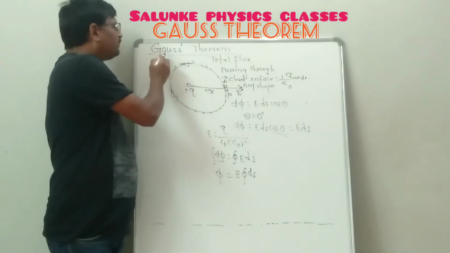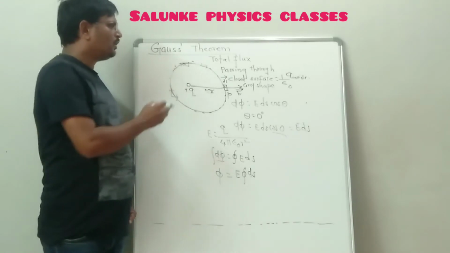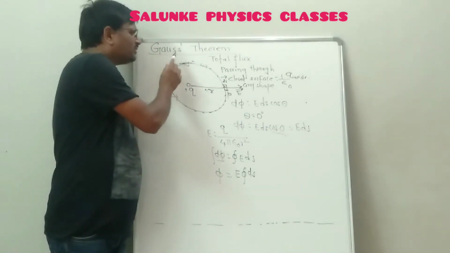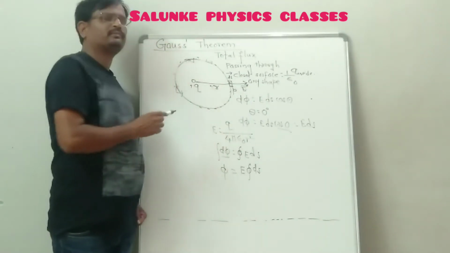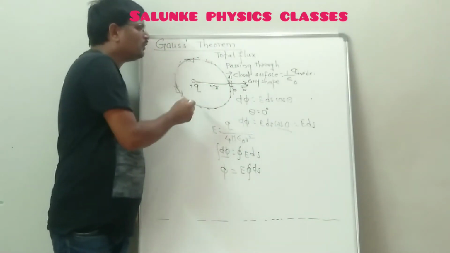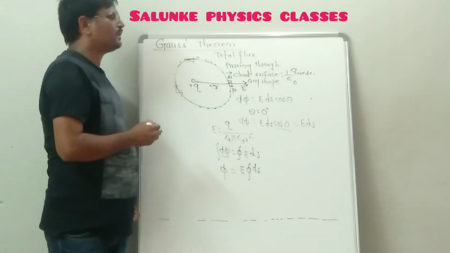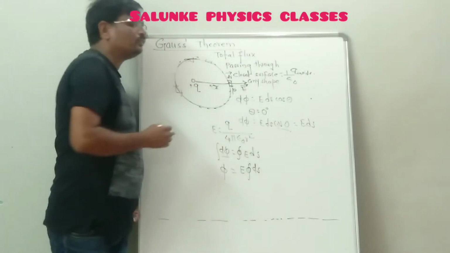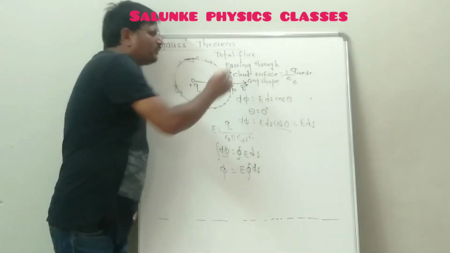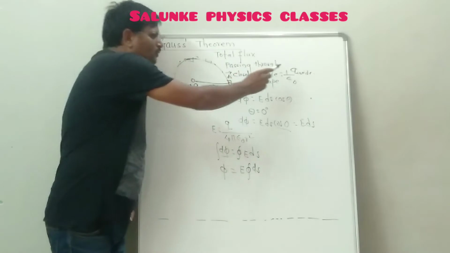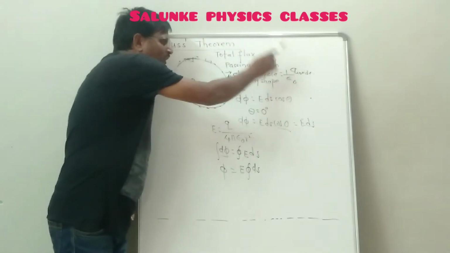Learn the new concept, Gauss theorem in electrostatics. Gauss theorem states that total flux passing through closed surface of any shape is equal to 1 upon epsilon 0 times total charge inside the closed surface.